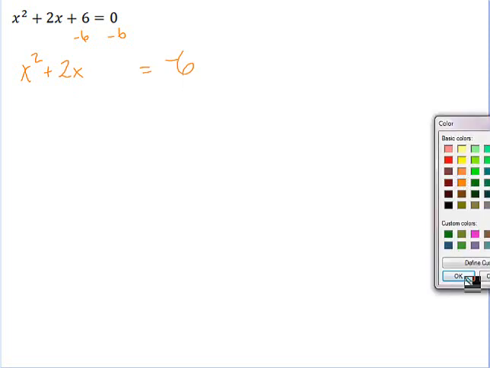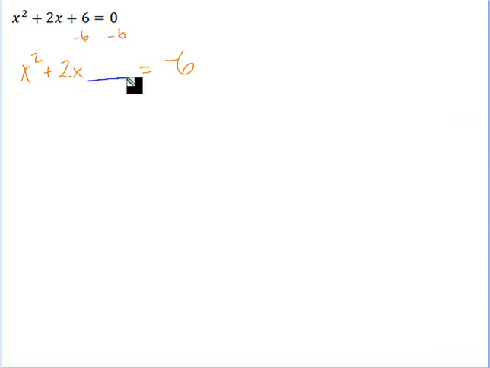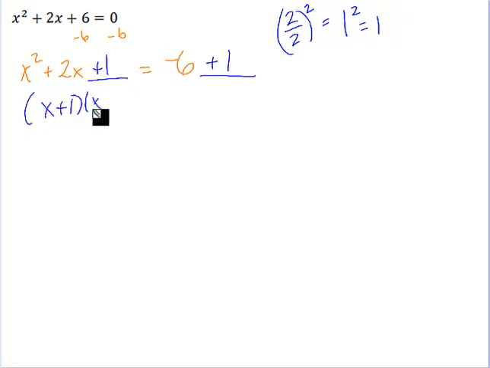After we have the square alone, then we want to complete the square. So here our b term is 2, so we're going to do 2 divided by 2 and square it. 2 divided by 2 is 1, 1 squared is 1. So we are going to want to add 1 to both sides of the equation. We did that so that we would have a perfect square factored here. This factors to x plus 1 times x plus 1, or x plus 1 squared, is equal to negative 6 plus 1 is negative 5.